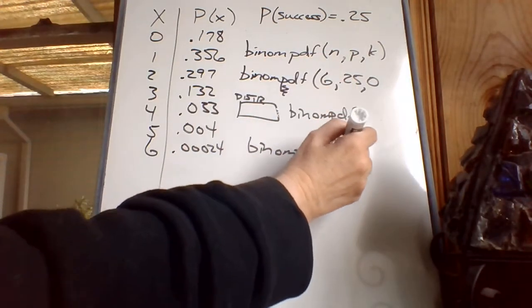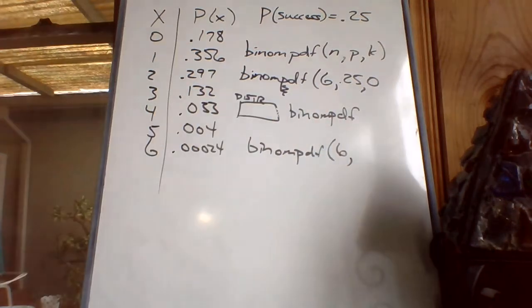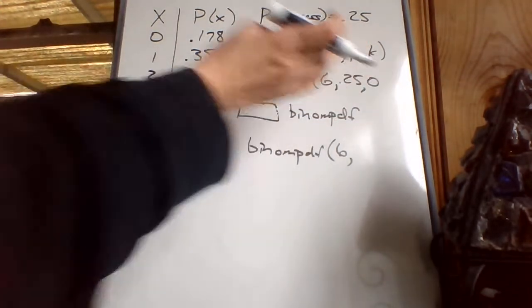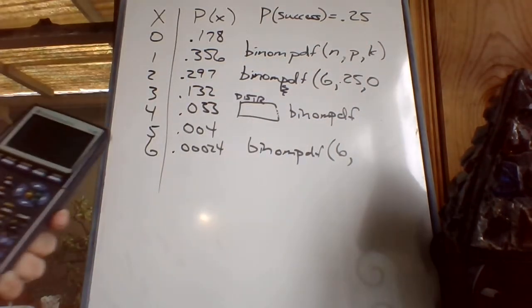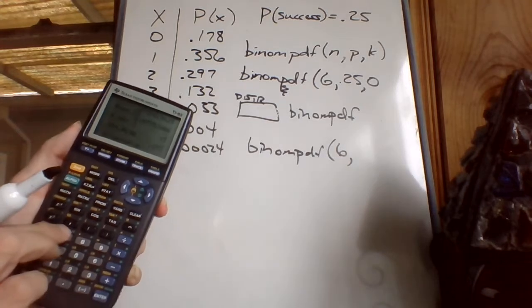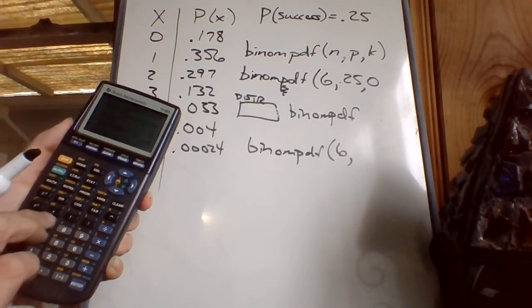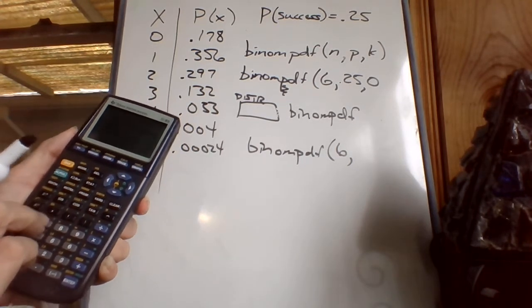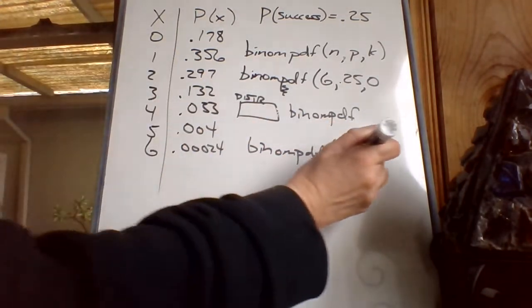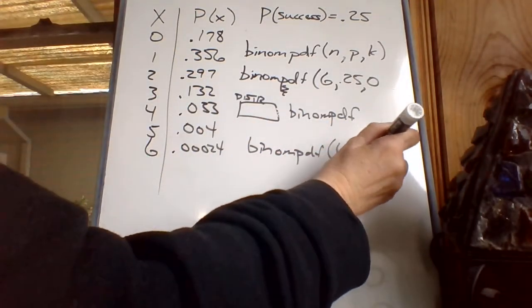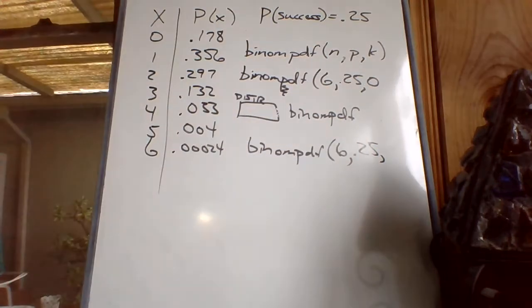I want 6 trials, so I put in 6, and then I put in a comma. You got to put commas. If you don't, it'll look like 6.25, and your calculator won't know what that is. Comma is its own special little button right here. It's above the 7, the next button up. I got to put that in. 0.25, comma, and then 0.